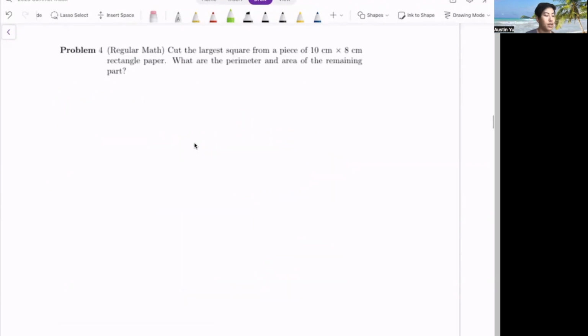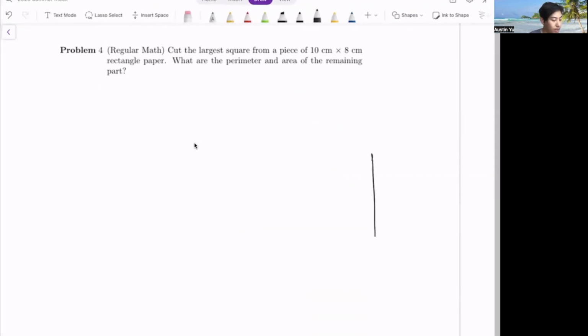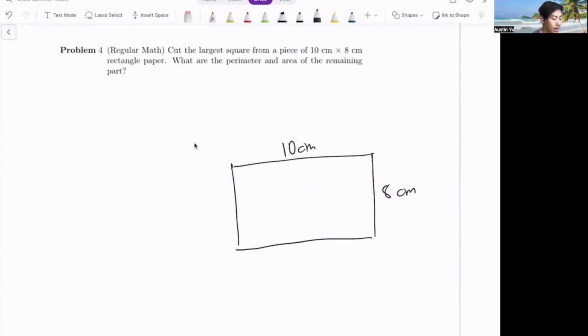Problem 4. Cut the largest square from a piece of 10 centimeters by 8 centimeters rectangle paper. What are the perimeter and area of the remaining part? Again, we have a rectangle, this time 10 centimeters by 8 centimeters. And since we can't expand the 8 centimeters anymore, we just shrink the 10 centimeter length by 2. So now we have an 8 centimeter length. So what is the perimeter and area of the remaining part?